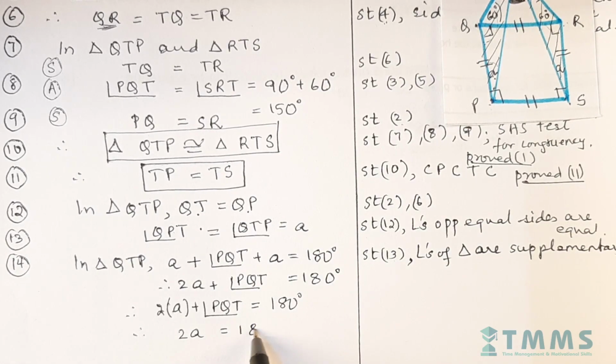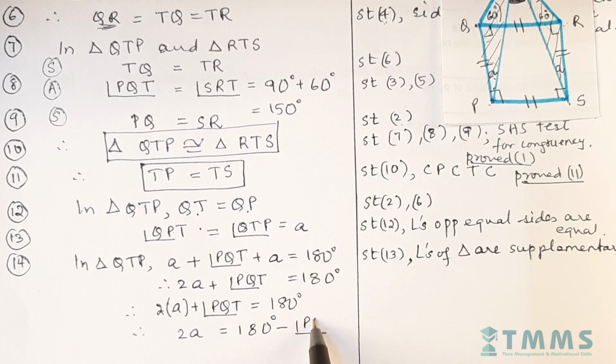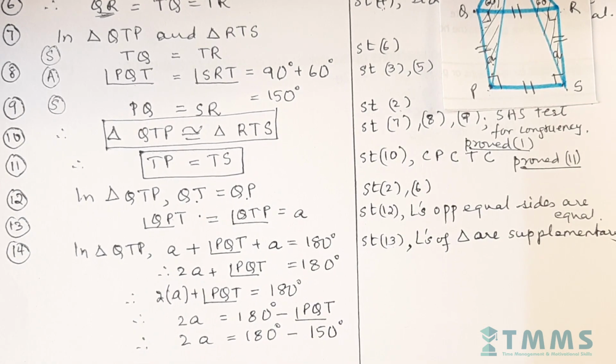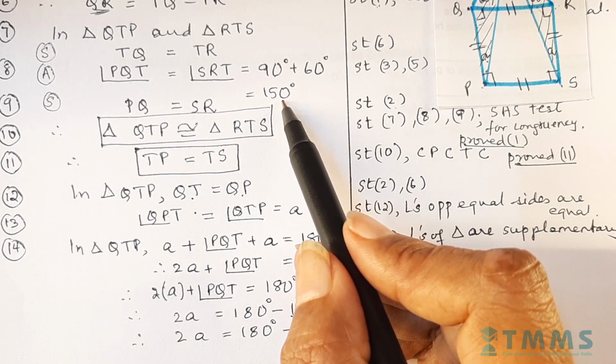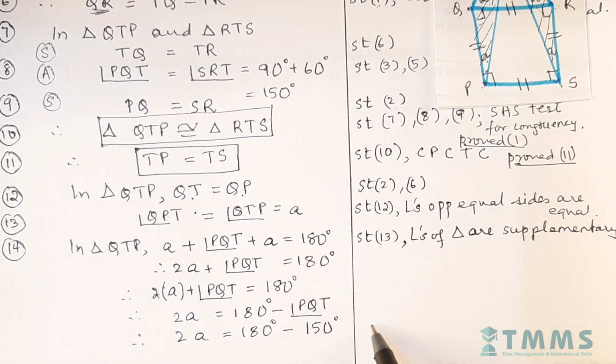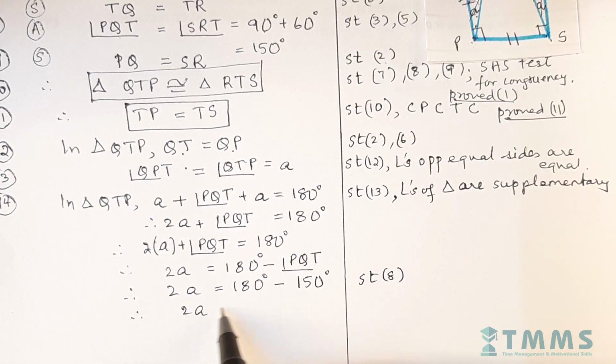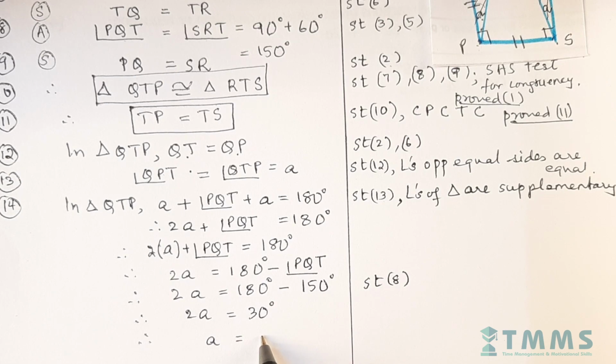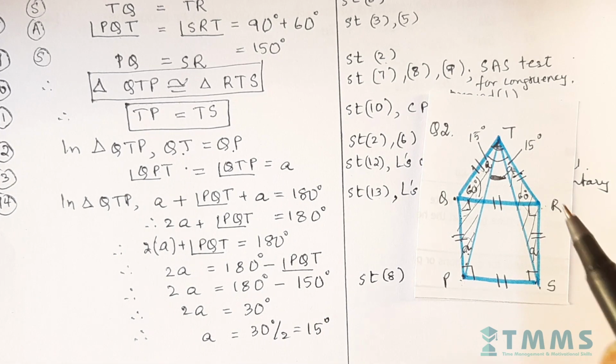Therefore 2A is equal to 180 degrees minus angle PQT. Therefore 2A is equal to 180 degrees minus 150 degrees. Which statement said that it is 150 degrees? Here. This is your statement number 8. So we will say, because of statement number 8, we are saying this. Therefore 2A will be equal to 30 degrees, and therefore A is equal to 30 degrees upon 2, which is 15 degrees. But we want angle PTS.